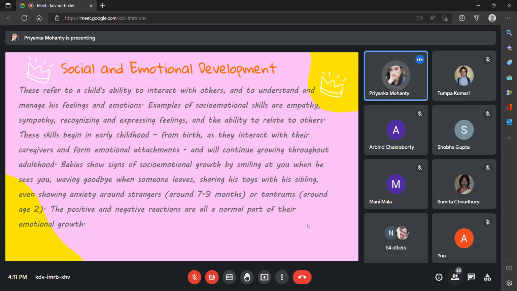When a child grows up, they deal with many different things. Like in social life, they deal with how to behave in front of their elders and how to talk to their elders. When we are teaching them anything correct, they will react to that. If they do not like something, they will show their tantrums. They will not listen to us. These are all normal things when they are growing up. This is emotional development.